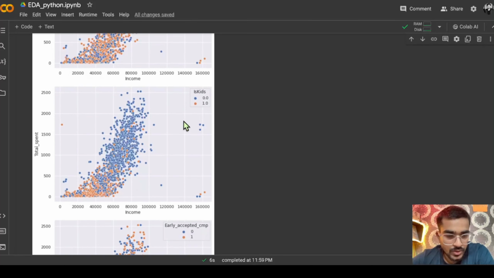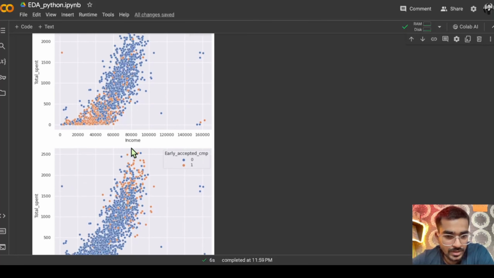You can observe that there are very few values which have kids, and they are in these portions here. Even if the income is increasing, mostly the total spend is not much for these cases. There are a few cases, but not many. But for the persons who have 0 kids, mostly the total spend is increasing with the income.